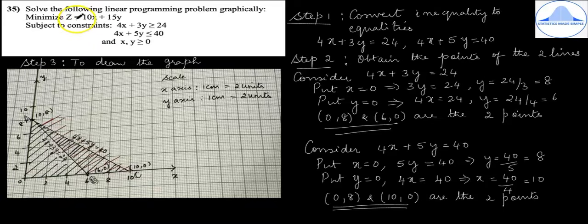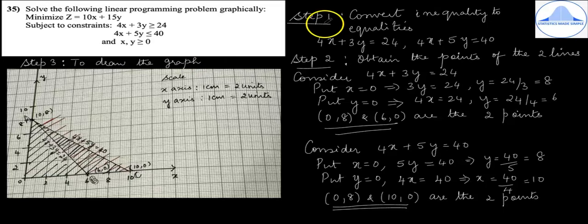35th question. Solve the following linear programming problem graphically. Minimize Z equal to 10x plus 15y subject to the constraints 4x plus 3y greater than or equal to 24, 4x plus 5y less than or equal to 40, and x, y greater than or equal to 0. So remember that an LPP should be solved in the graph. The calculations can be done in the answer booklet.